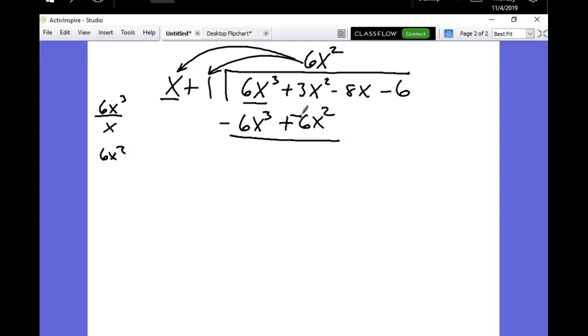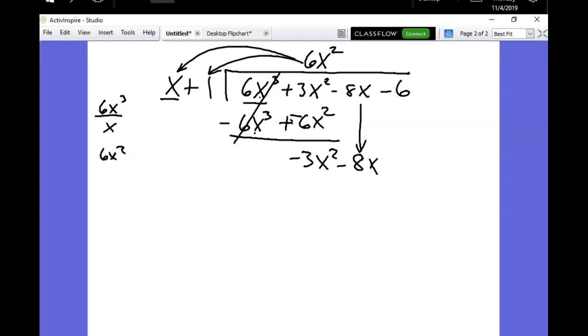All right, now we add down, right? Or combine. So what's 6x cubed minus 6x cubed? 0. Gone. That should happen every time. Your first term should go away. And then what is 3x squared take away 6x squared? Negative 3x squared. Bring down your next term, right? Negative 8x. And then after that, we repeat, right? So let's do it again.